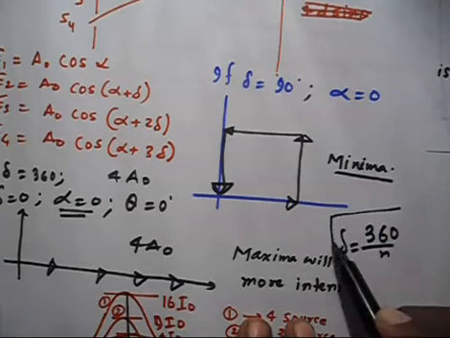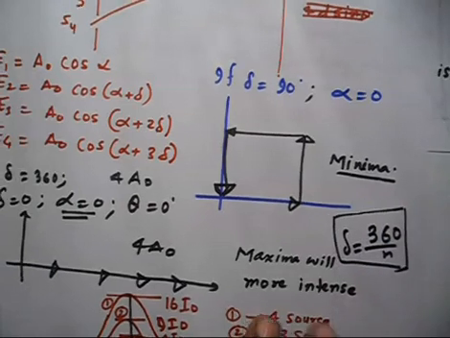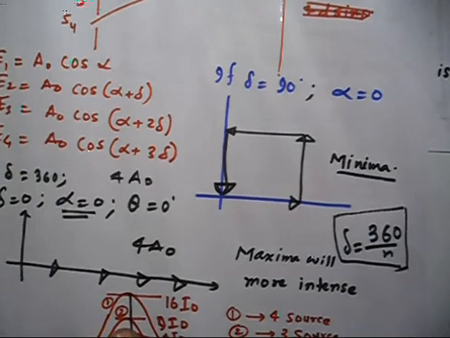So if delta satisfies 360 by n, where n is the number of sources, you will get the position of minima. This is important. A maxima you will get only if delta is equal to 0, 2 pi, 4 pi, or path difference is lambda, 2 lambda, 3 lambda. Are you getting it or not?